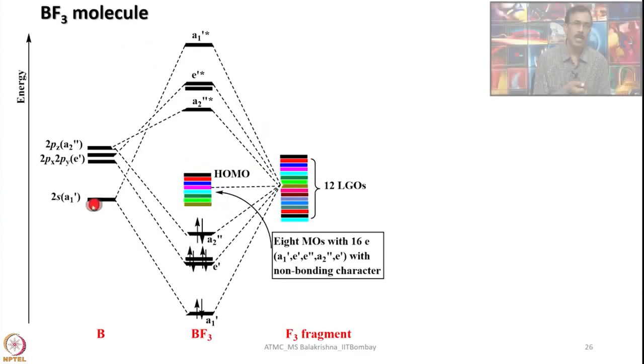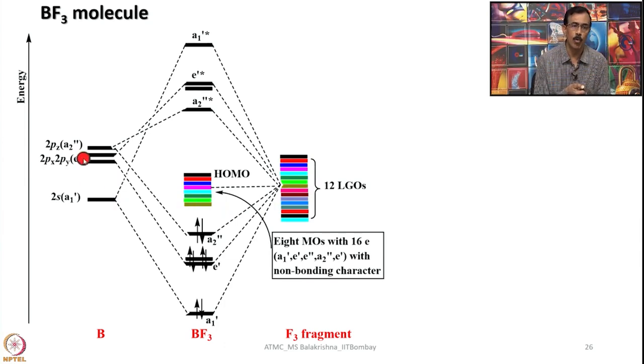In BF3, we have 3 electrons in the valence shell of boron, and then 3 fluorine atoms are coming with 7 electrons each. That means in order to construct this, I should consider 4 valence orbitals of boron, that is 2s and 3 2p. Similarly, I have to consider 4 orbitals from each fluorine atom, so we will have 12 ligand group orbitals. To understand them, I have given different colors. It does not mean anything. They are all ligand group orbitals having similar properties, but I have just given different colors to distinguish them so that counting is very easy. So, 12 ligand group orbitals are there.